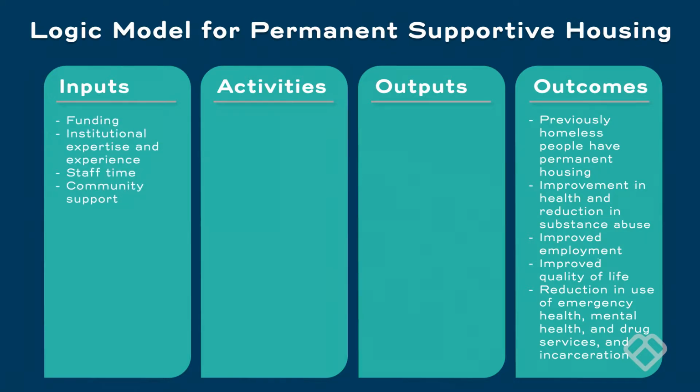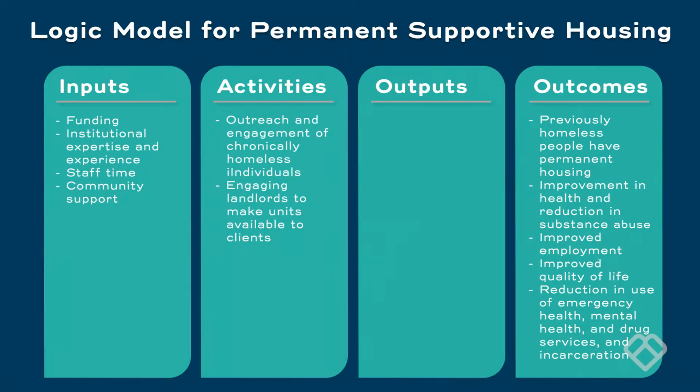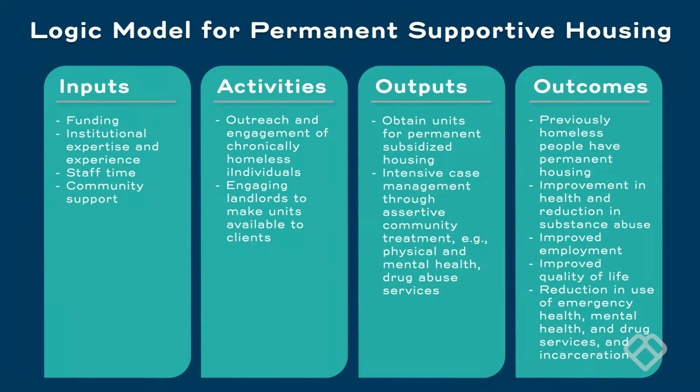In this case, the activities and outputs involve how we get people into permanent supportive housing and keep them there. So what's critical if you look at the outputs is we obtain housing units for people, and after putting them there, we provide intensive case management to give them the social services and mental health services they need to stay there. So if you compare this logic model for permanent supportive housing to the logic model for street interventions, you'll see quite a few similarities.